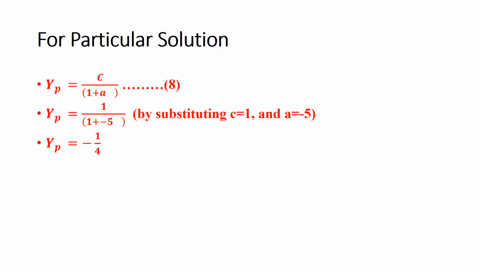For the particular solution, as we know from the previously derived formula, yp is equal to c over 1 plus a. Here we substitute the values of c and a. c is equal to 1 and a is equal to minus 5. So yp is equal to 1 over 1 plus minus 5. So yp is equal to minus 1 by 4.